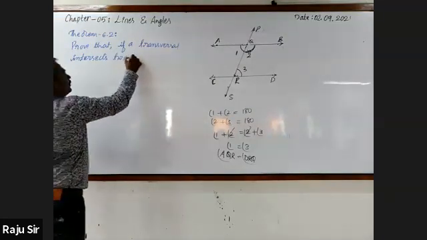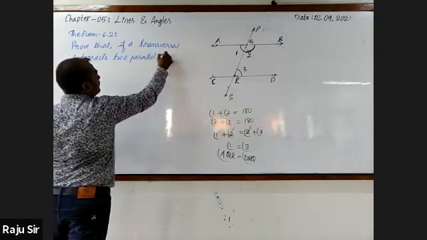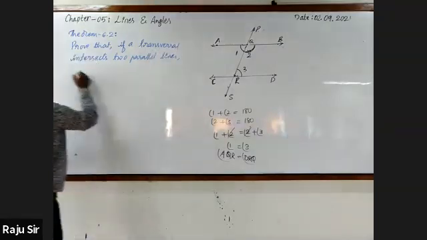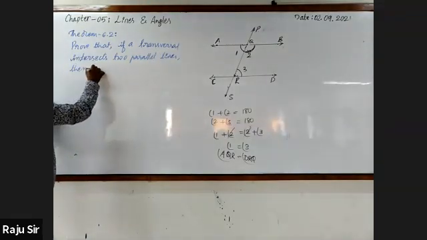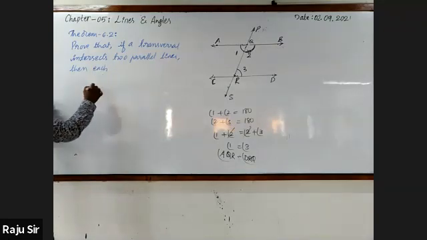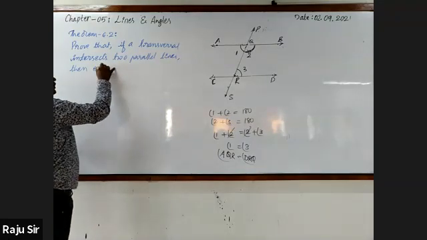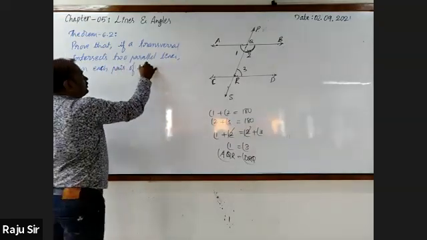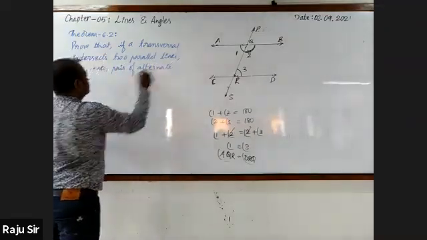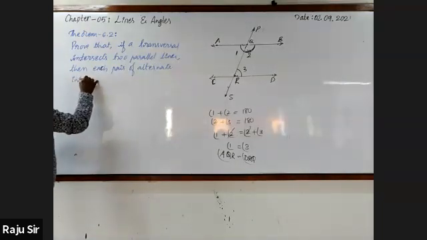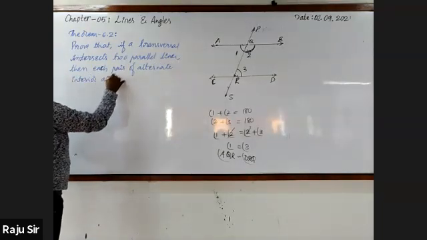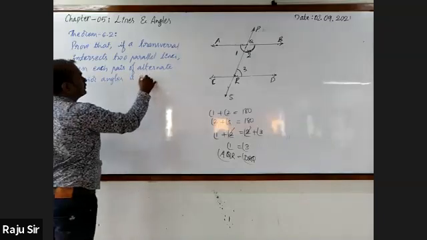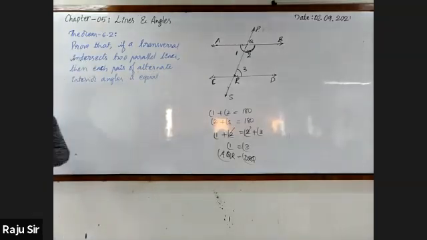Two parallel lines. Then each pair of alternate interior angles is equal. What is the first step to be followed?